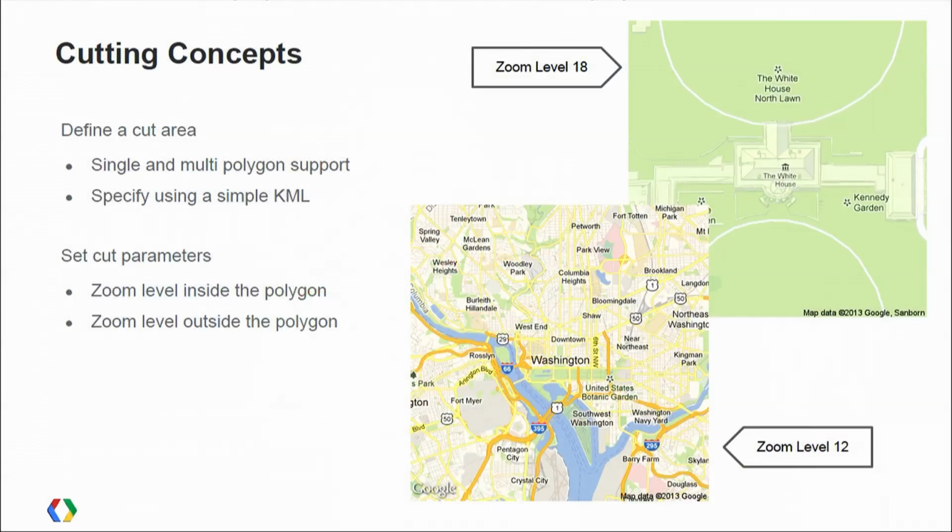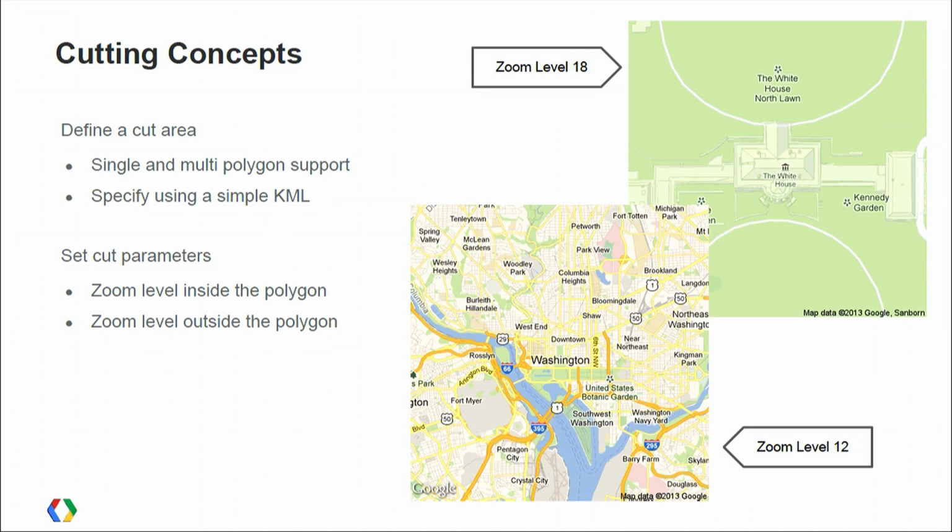So with that, let's talk through how we create one of these portable maps or globes. The basic building block of cutting a portable is to define your area of interest, and that's done with a KML polygon. That can be as simple or as complex a polygon as you see fit. It can be a single polygon or a multi-polygon, depending on your use cases. It is specified simply with KML.